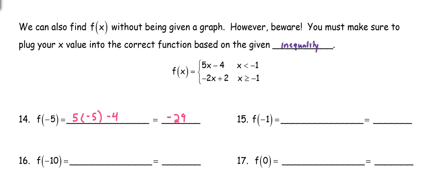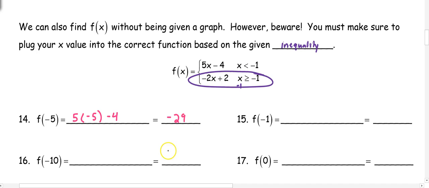The next one is f of -1. Well, if I go to put -1 into the first inequality, -1 is not less than -1. But in the second inequality, -1 is greater than or equal to -1 is true. So we're going to use this equation to find our value.